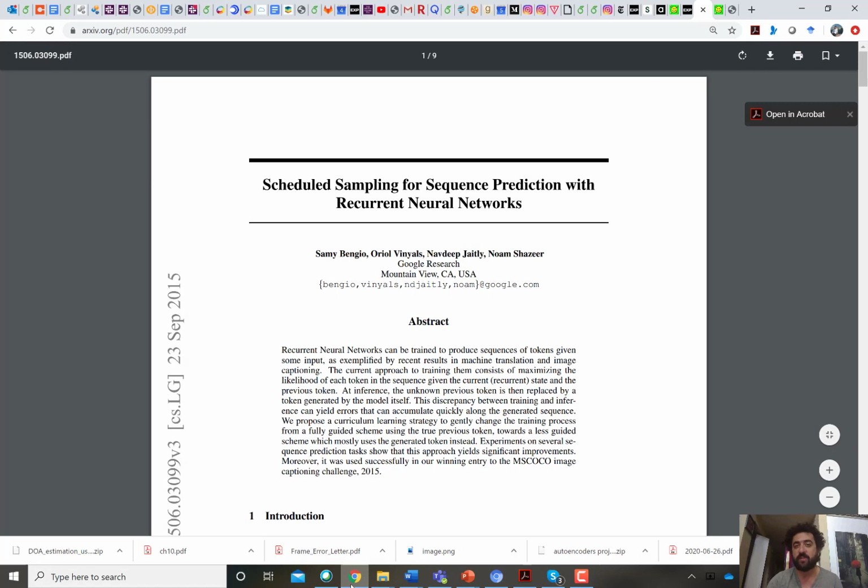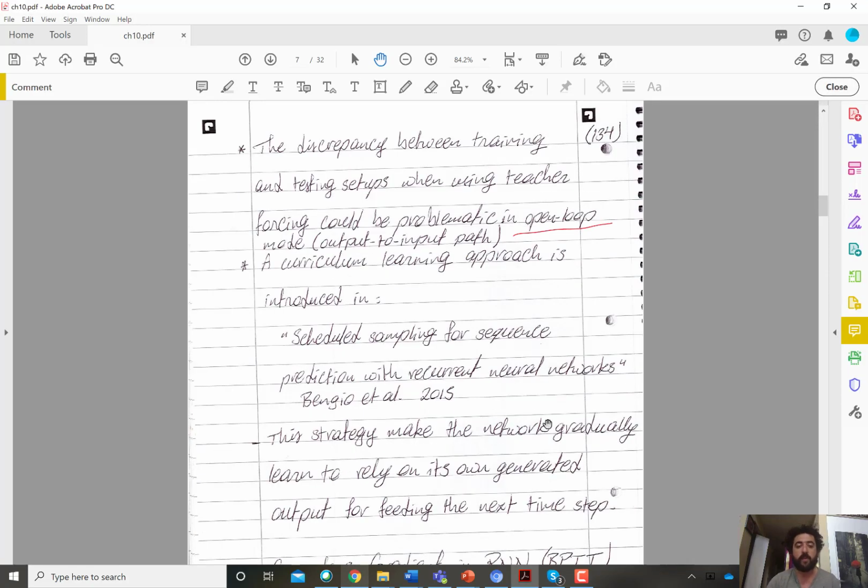So you start by feeding the network the training targets like in normal teacher forcing, and then gradually you make it depend on its own output, so that when it operates in open loop mode, it can correct its own mistakes or deliver a reasonable performance in comparison to what would happen with pure teacher forcing. Sounds good? Thank you.